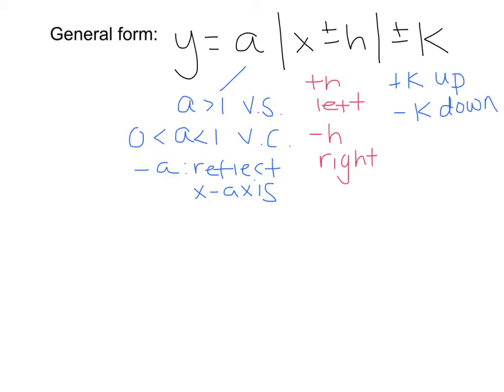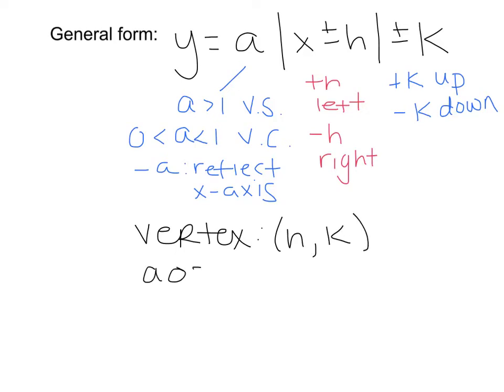Now, to find the vertex of these shifted graphs, it's h, k. The axis of symmetry is always going to be x equals your h value, and then we're going to add domain and range.